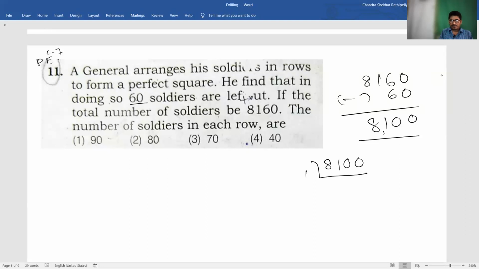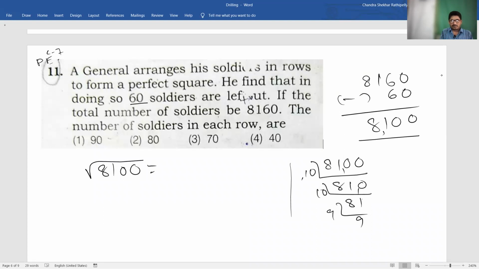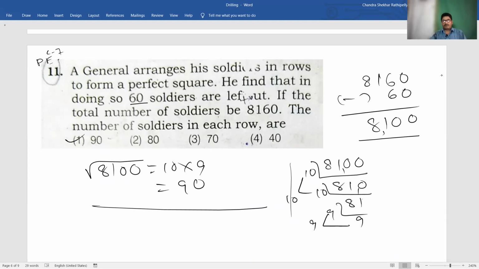8,100. So first, 10, 10 8s are 80. 10 1s are 10, zeros are. Again 10 table. 10 8s are 80, 10 1s are 10. 9 9s are 81. So square root of 8,100 is equal to, from this 10, from this 9. 10 9s are 90. So this is the answer, option 1.